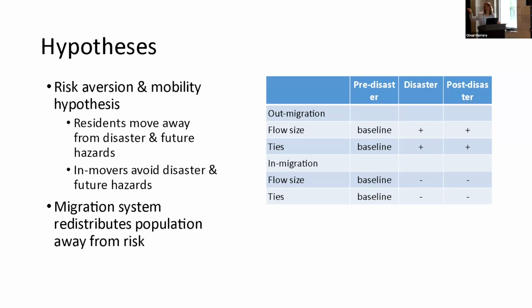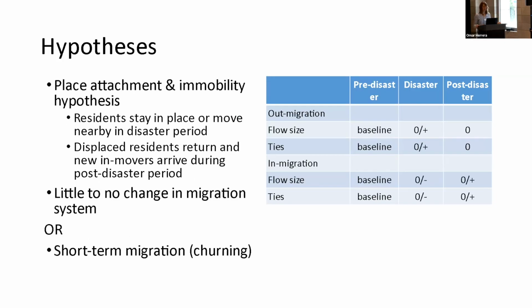So in other words, those hypotheses are represented by plus marks in the out-migration dimension. And in the in-migration dimension, we might see a contraction of the migration system as fewer counties are sending migrants to the disaster affected counties, and the size of the flows that are going would be smaller in both the disaster period and the post-disaster period. So that's what we would expect to see if there were sort of voluntary managed retreat.